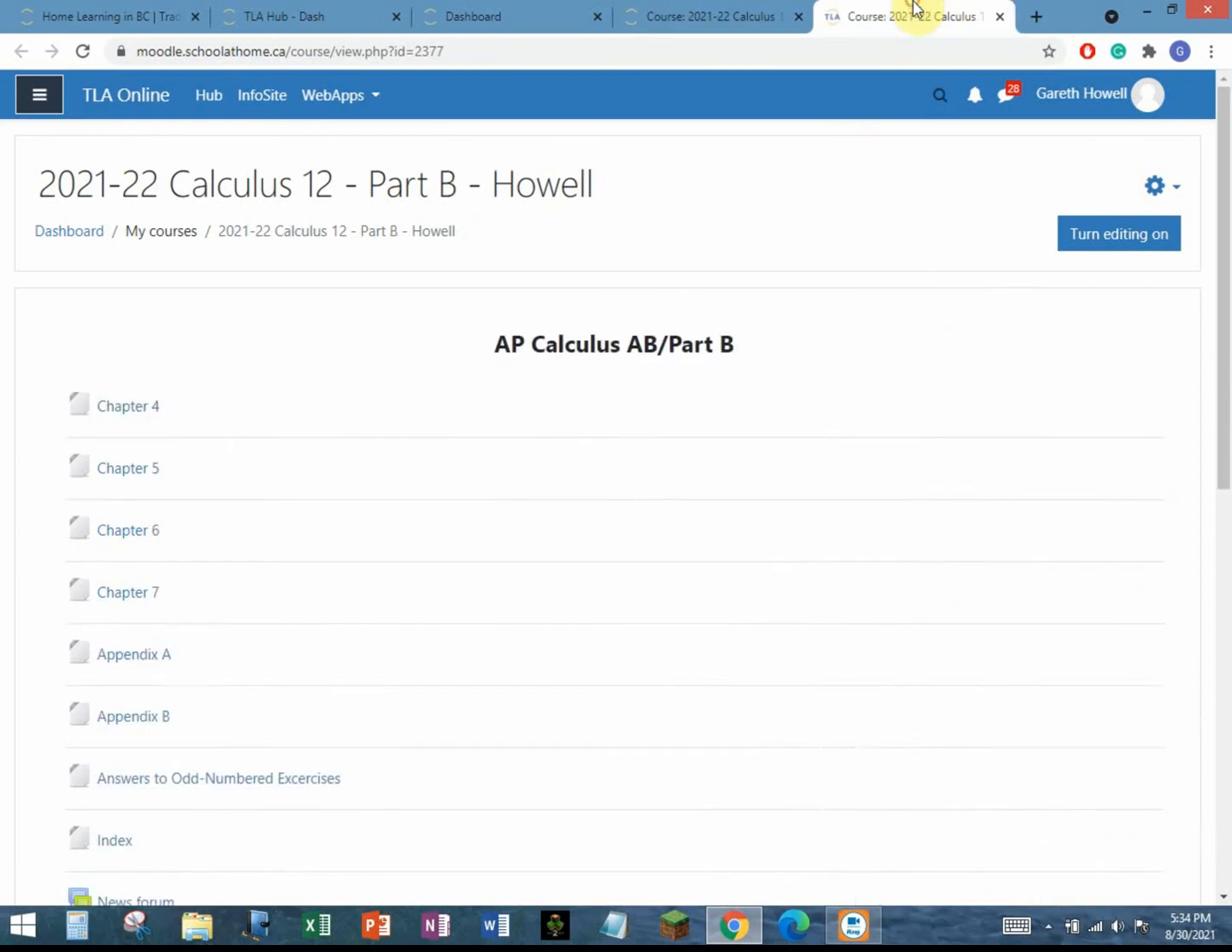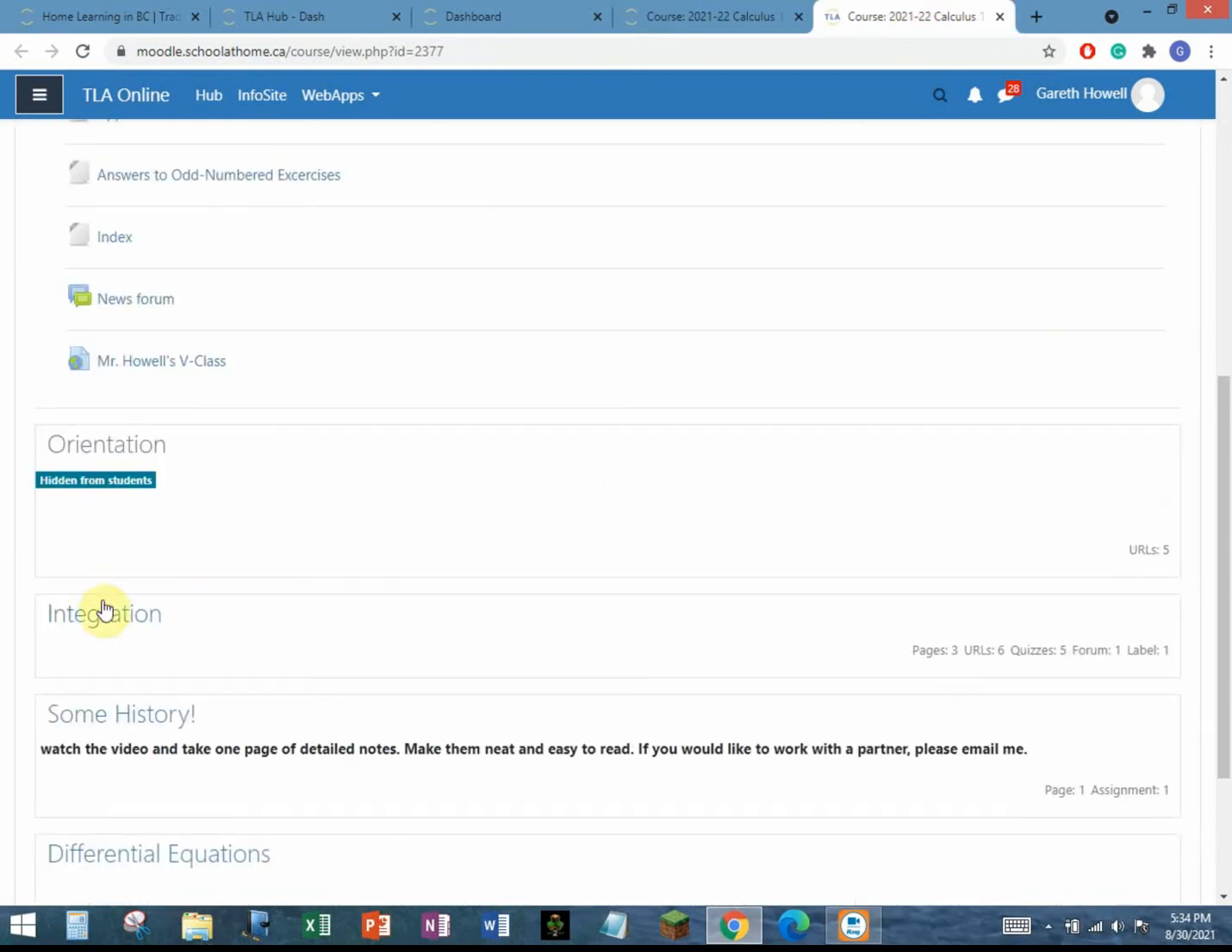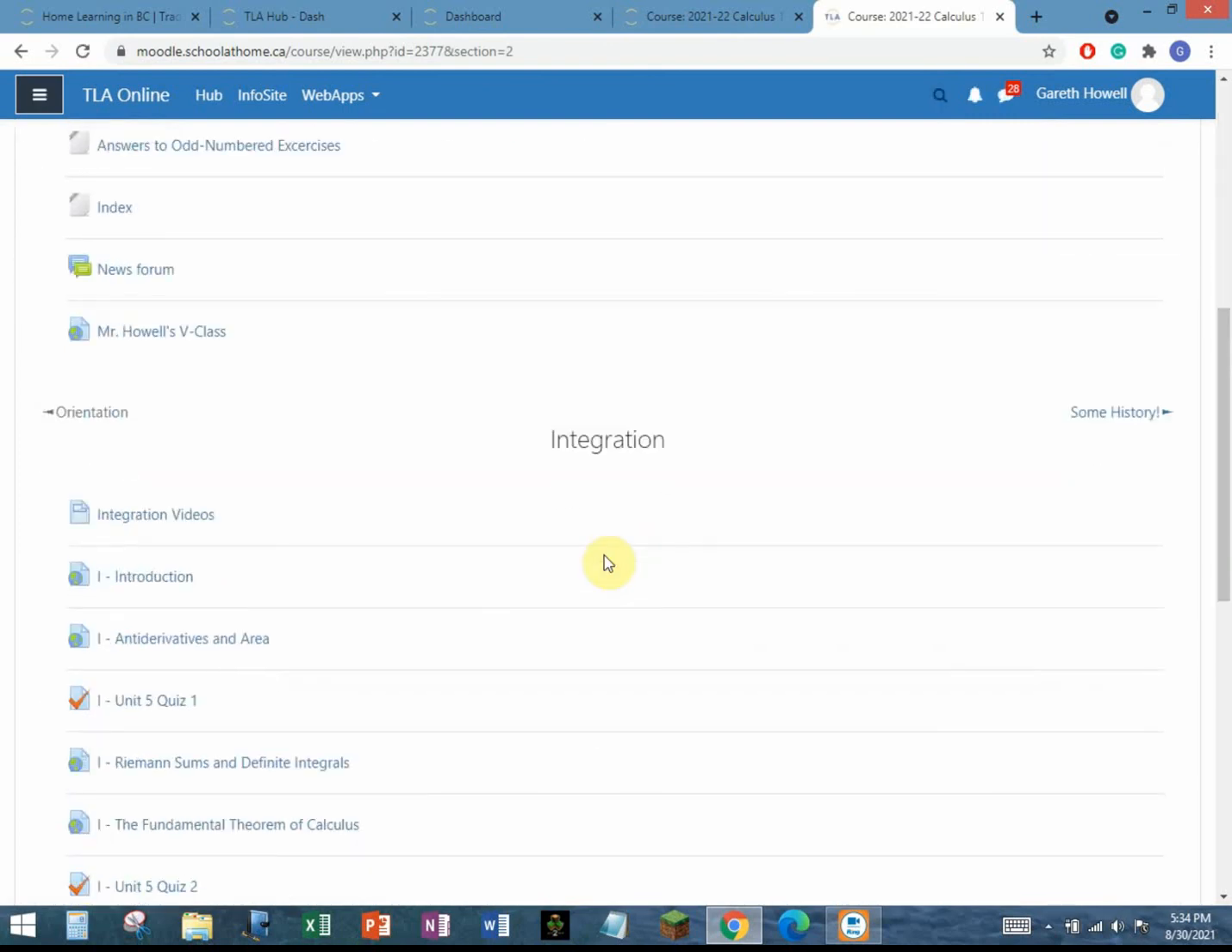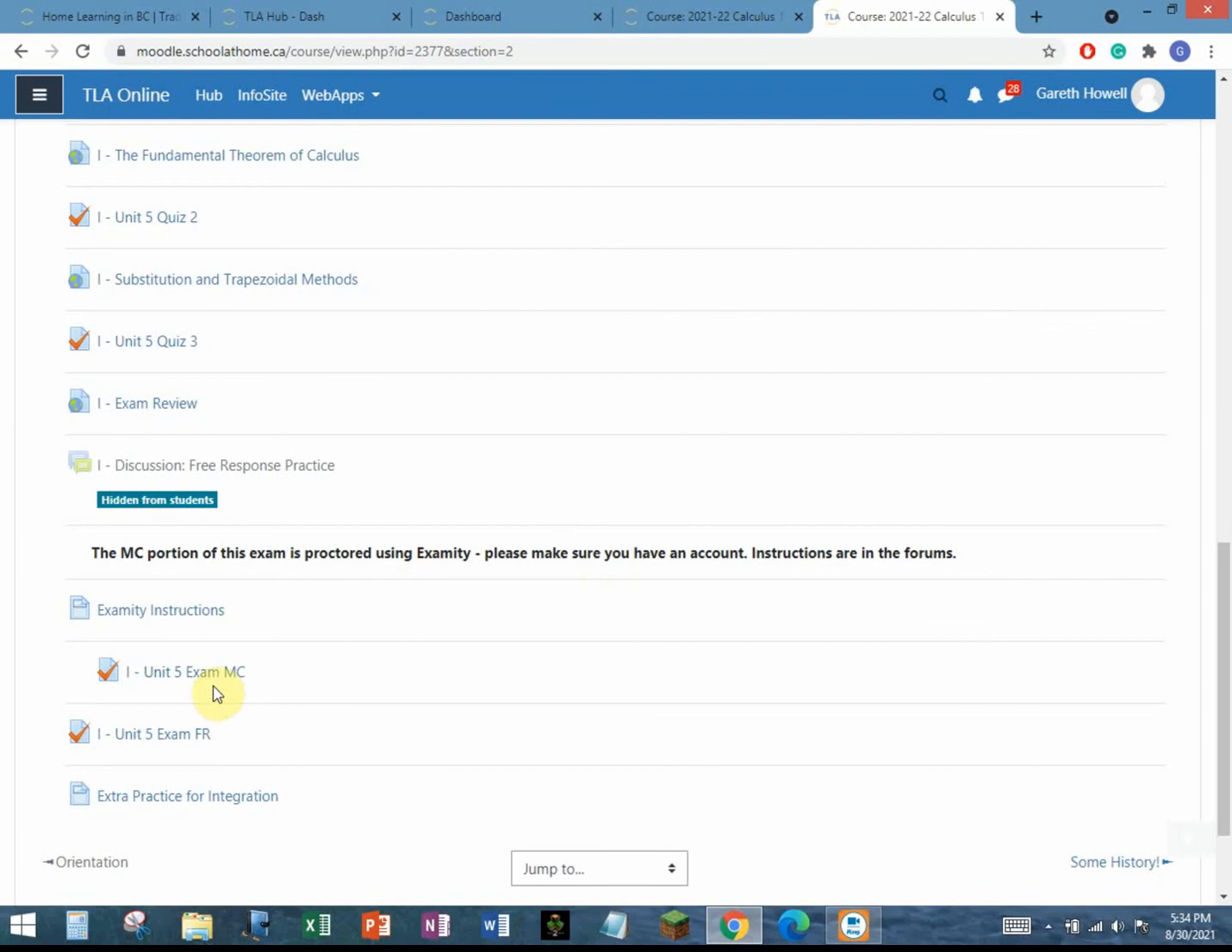The only other proctored or supervised exam is for integration, which is Unit 5, and it only covers that section, only integration. It's not a cumulative exam. So again, when you get to Unit 5, the multiple choice portion is proctored, and the Examity instructions are there for you to follow as well. There is no final exam for this course, so that is good.